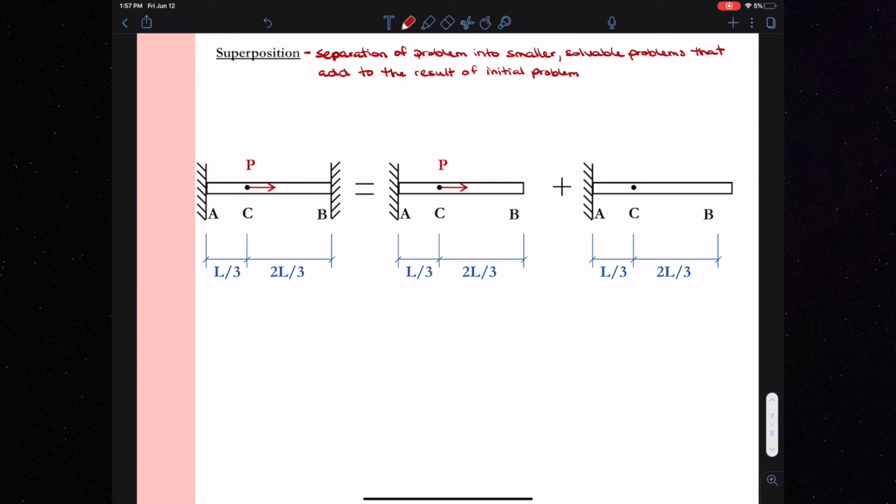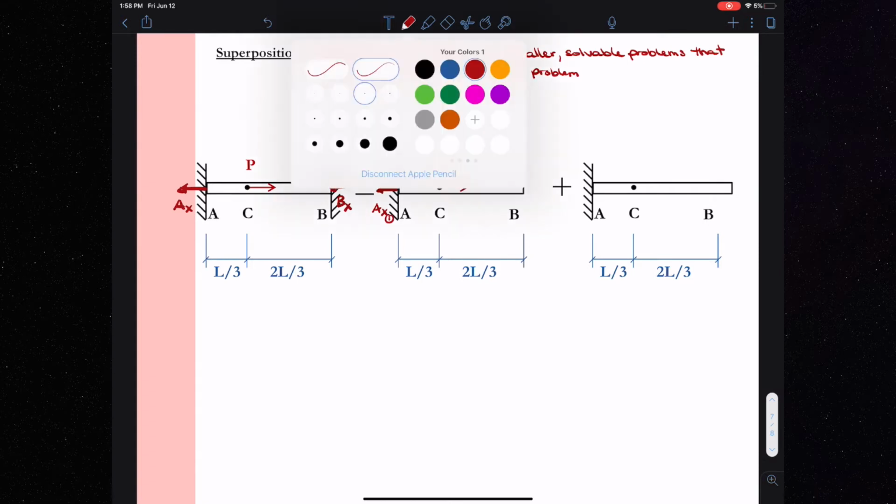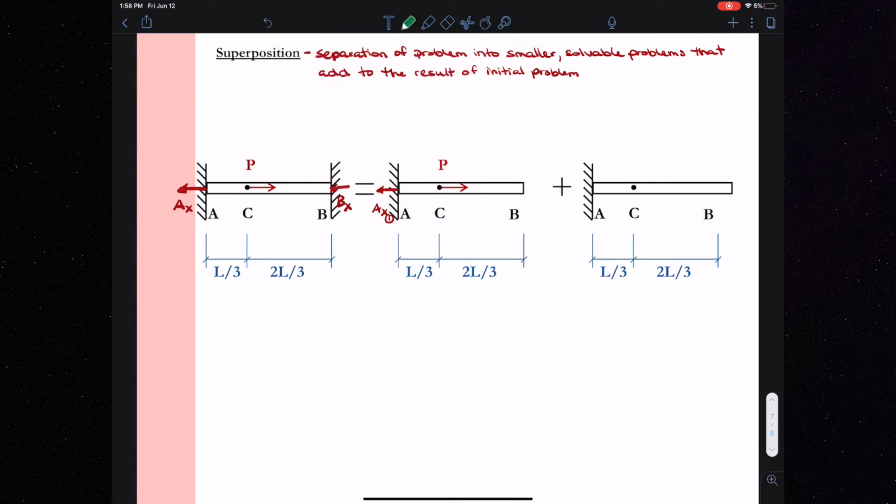Let's see how to do superposition for this example. In my original example, I have a load of P at point C, and it is fixed at both points A and B. So I develop some reactions Ax and Bx. When breaking this problem into smaller parts, I'm first going to remove that reaction at B. So I want to eliminate the wall at point B. What would happen if I just eliminated the wall at point B?